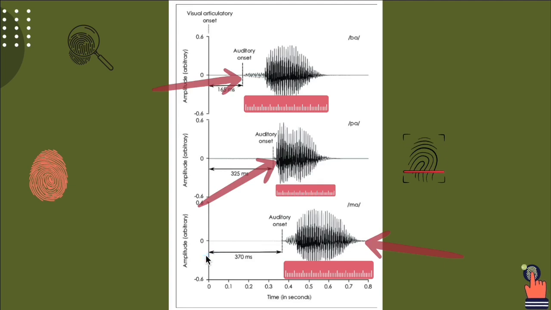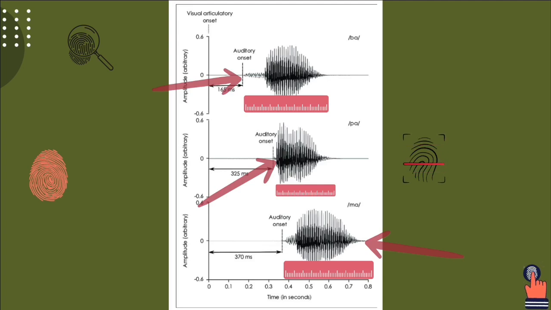The waveforms you see here are like fingerprints for each sound. They show the sound strength, amplitude over time. The taller the peaks, the louder the sound at that moment.